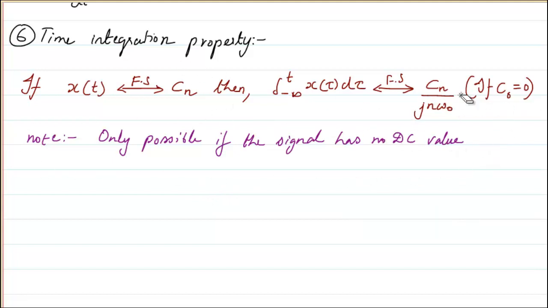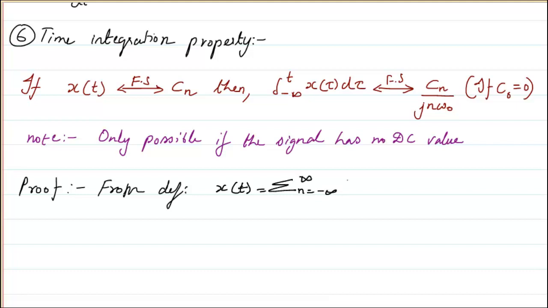No DC value. So there is no need to write this statement, you can just write: if C of 0 is equal to 0. So let us prove this. From the definition we know that x of t is equal to summation n equals minus infinity to infinity Cn e raised to power jn omega naught t. Correct?